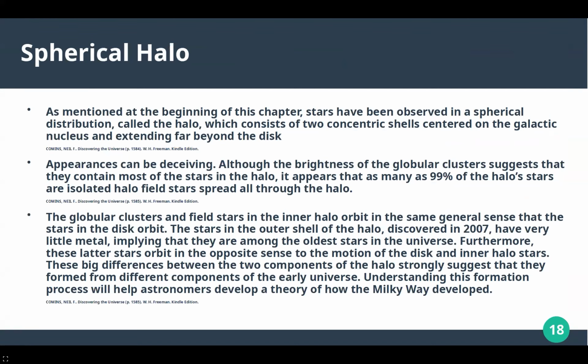The stars in the outer shell of the halo, first discovered in 2007, have very little metal, implying that they are among the oldest stars in the universe. Furthermore, these latter stars orbit in the opposite sense of the motion of the disk and inner halo stars. These big differences between the 2 components of the halo strongly suggest that they formed from different components of the early universe. Understanding this formation process will help astronomers develop a theory of how the Milky Way formed.